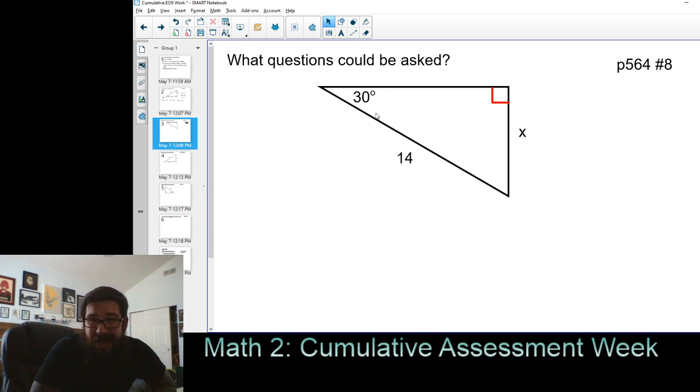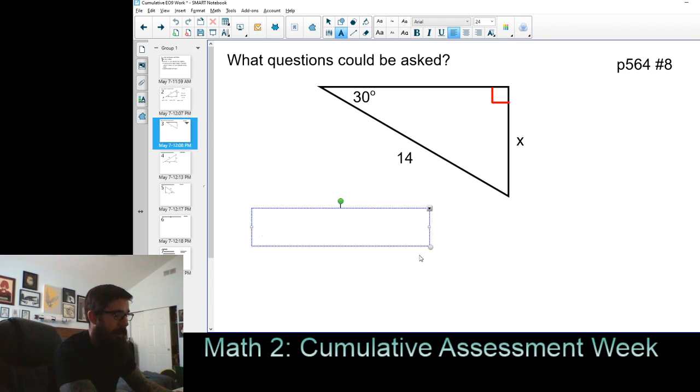I see that I've got an angle and a hypotenuse, and from that 30-degree angle, the opposite side we don't know. So I'm thinking, let's probably find x. Considering that it's opposite and I know the hypotenuse, that tells me I'm going to use sine. My current setup would be sine of 30 degrees would equal x over 14.